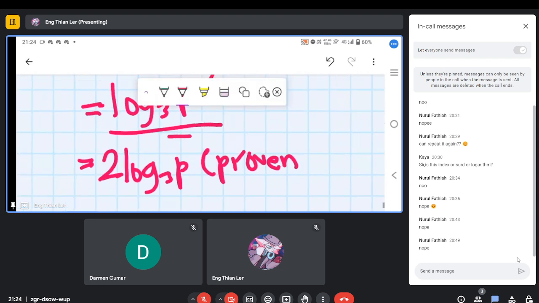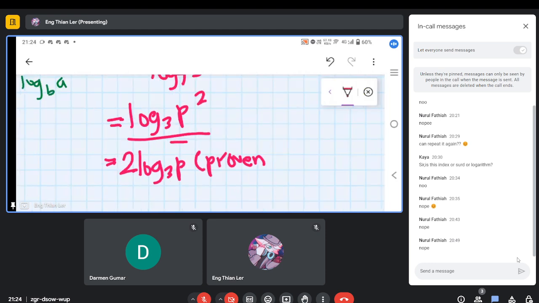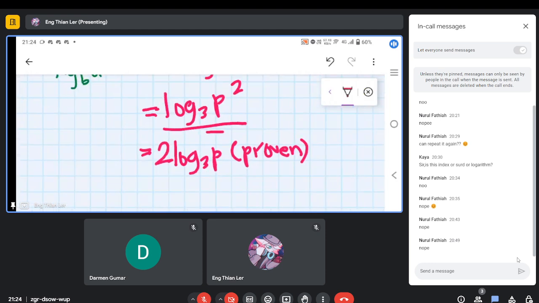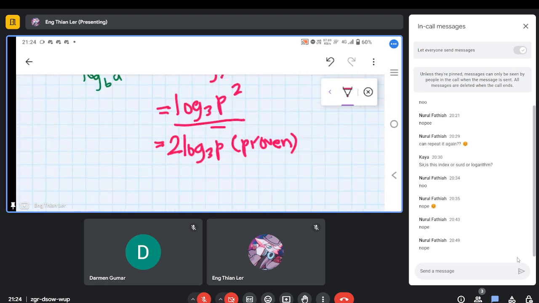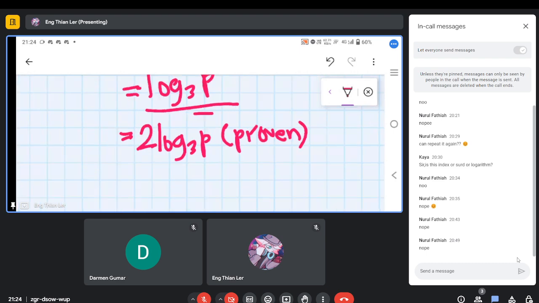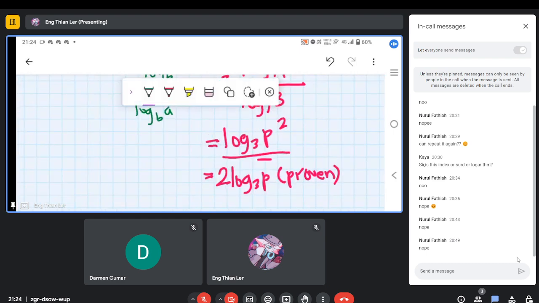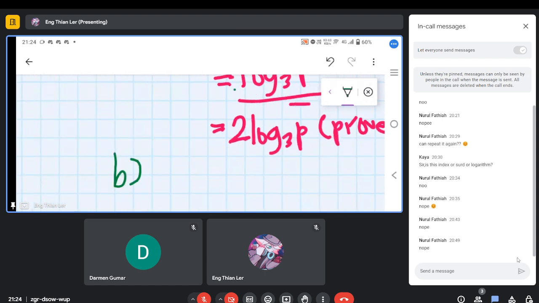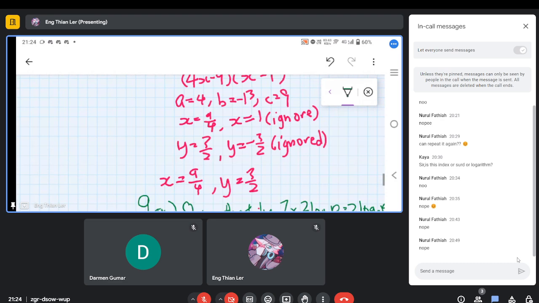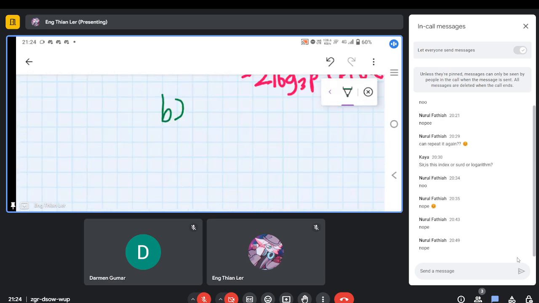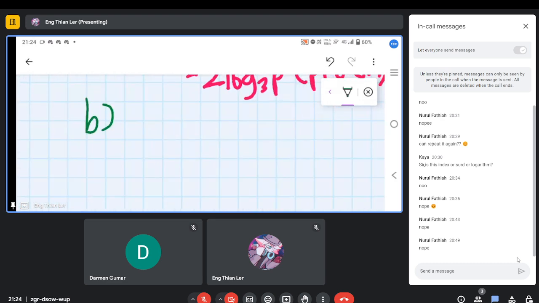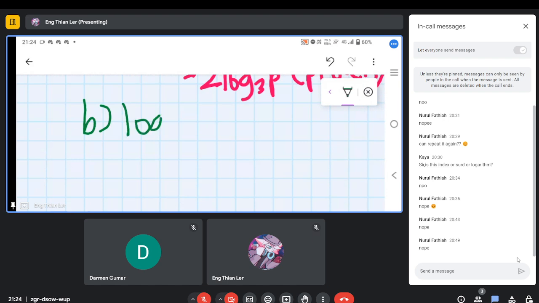This is log base 3. Okay. So now we're done with part A. Let's continue to part B. Part B will be solving. Solve. Okay, so we need to solve.